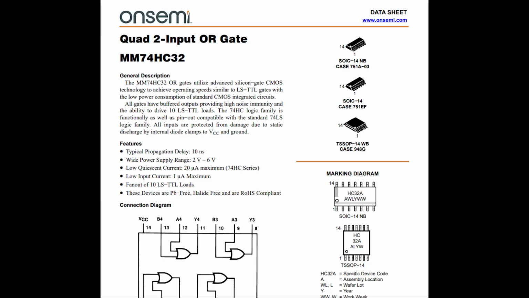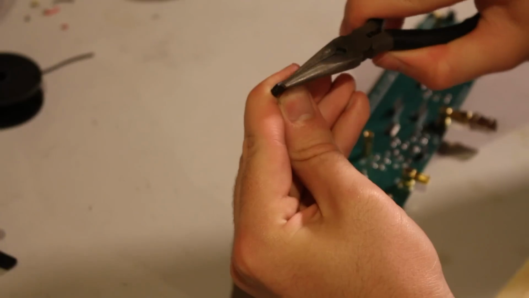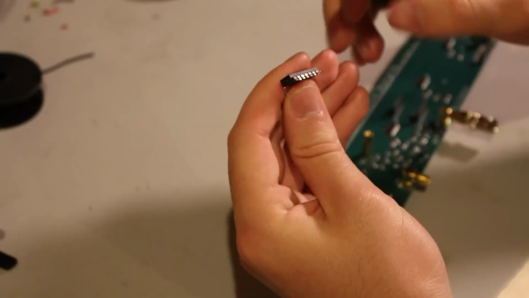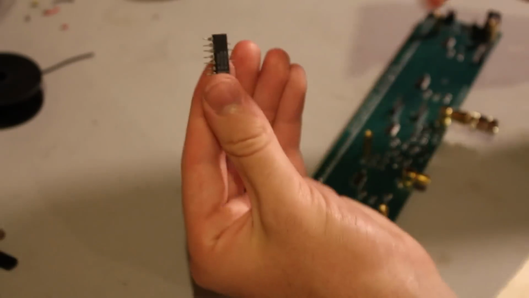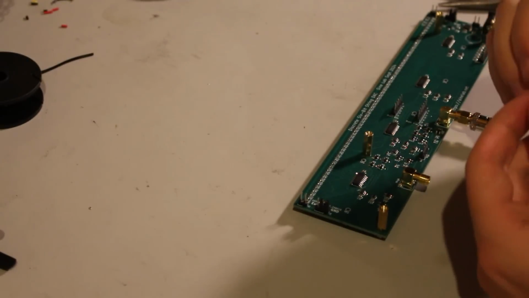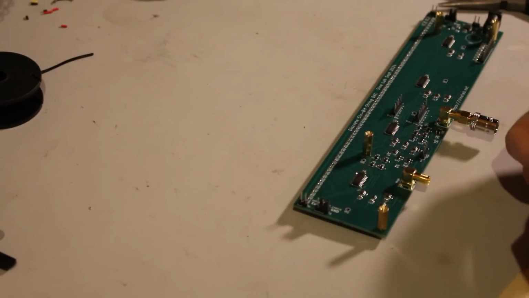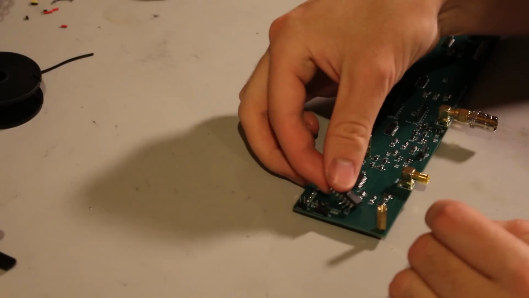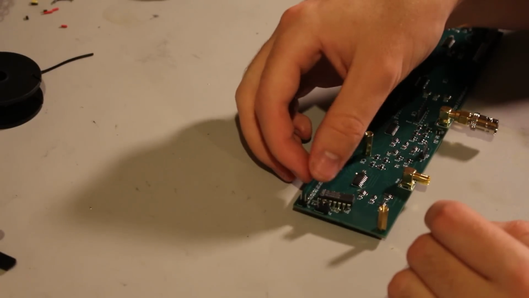I found this MM74HC32N OR gate IC in my parts bin. To get it to fit on my board, I bent all the pins up. Since I was only going to use one of the OR gates, I clipped all of the other outputs. And luckily for me, I placed a ground test point in a convenient spot, so I was able to use that as an anchor point for the chip.